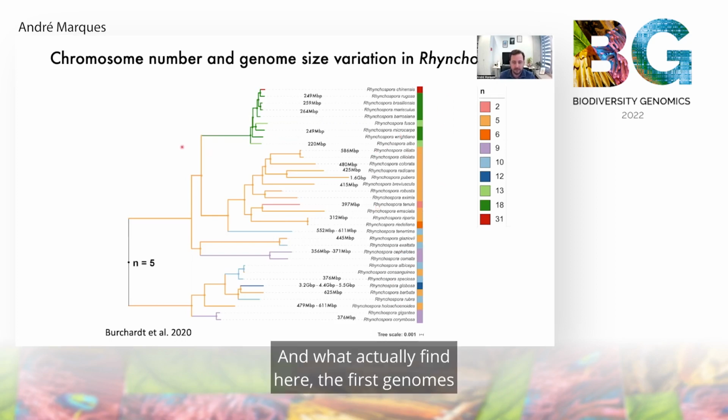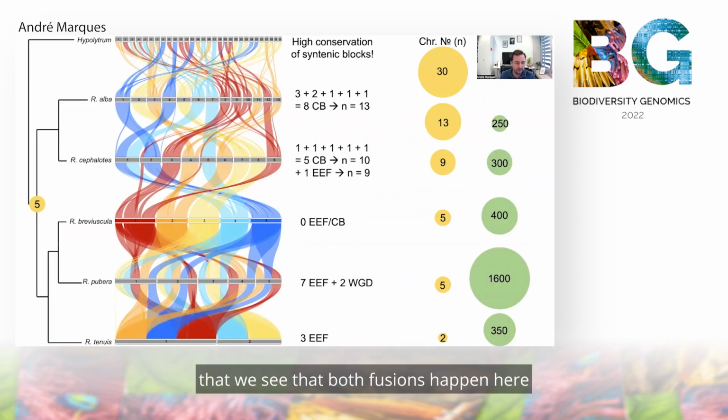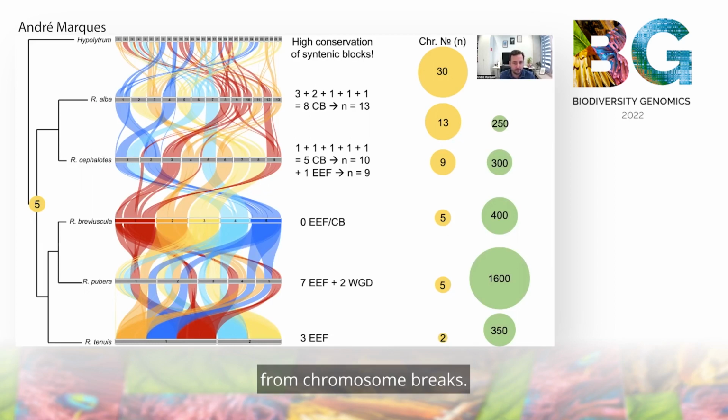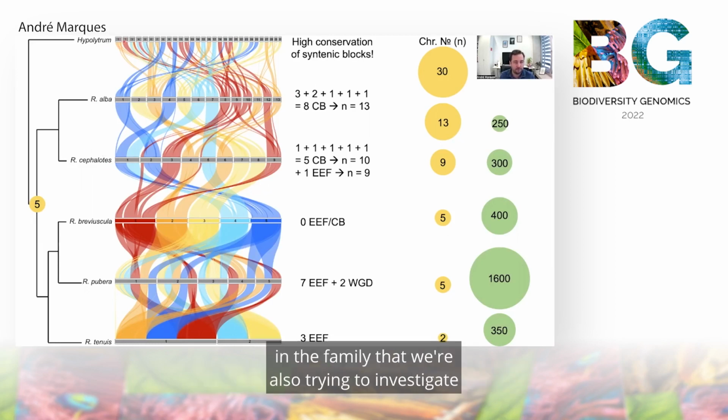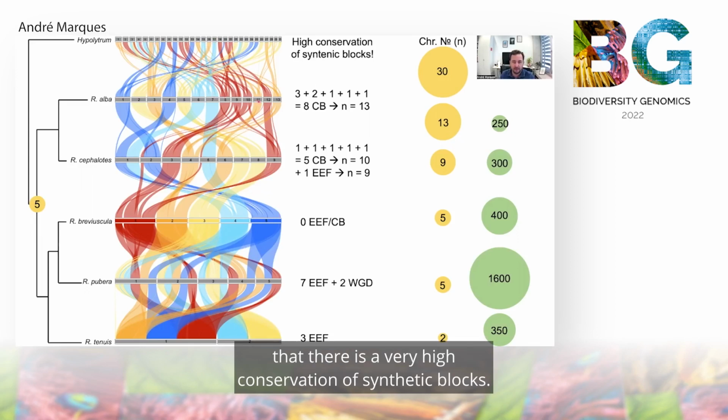In the first genomes where we're now expanding our analysis, we see that fusions happen in pubera and tenuis as previously shown, but we also find that fissions, chromosome breaks, can occur at a high frequency. We see that the high chromosome number found in 2 other Rhynchospora species resulted from chromosome breaks. We also sequenced a basal genome in the family, and we're investigating whether it is monocentric or holocentric. We see a very high conservation of syntenic blocks.